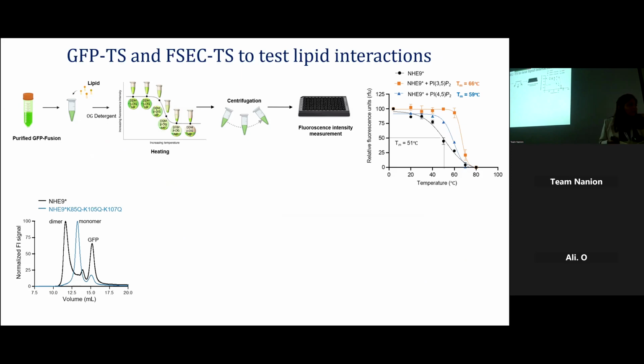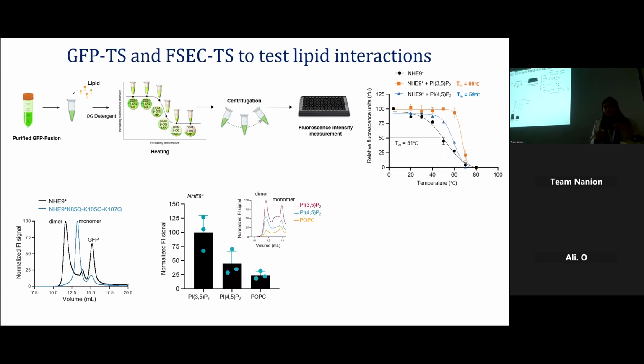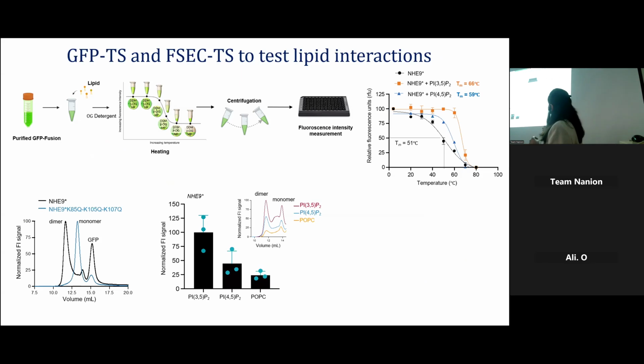So if you compare the purification of NHE9 when you have the dimer, and when you see that this loop is mutated, it completely shifts to a monomer. So we could see that this lipid is also stabilizing the dimer. And if you heat the sample at 50 degrees and again inject on FSEC, you could see that PI3,5P2 has a better stabilizing effect than PI4,5P2.